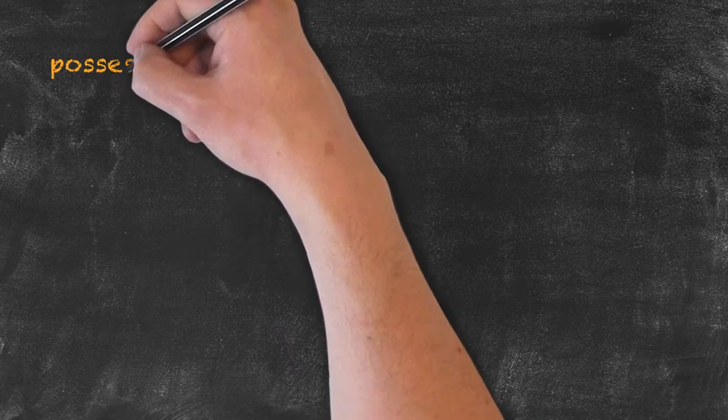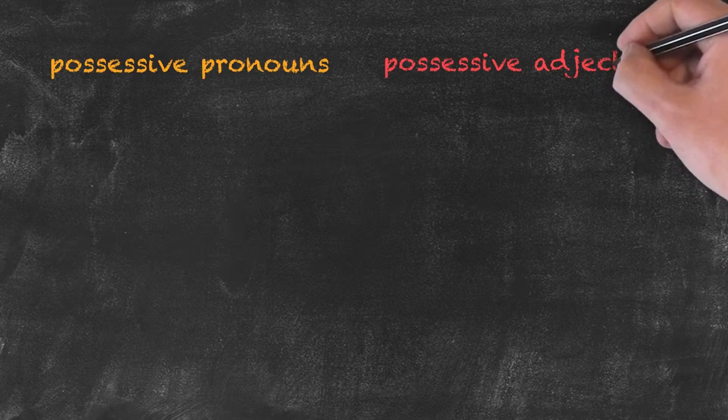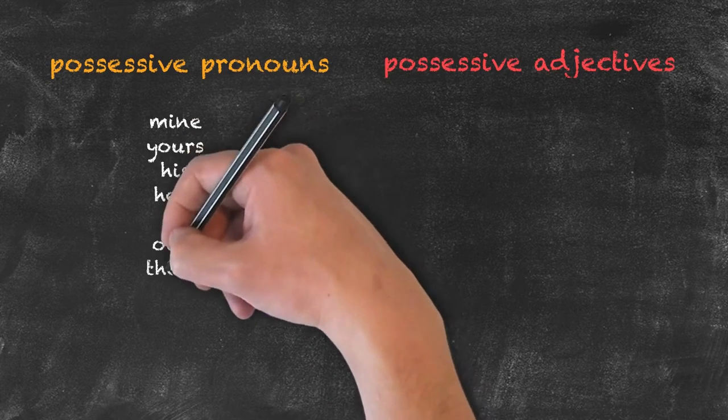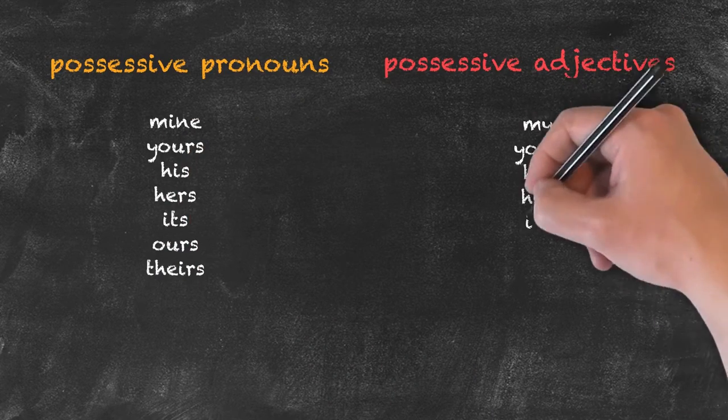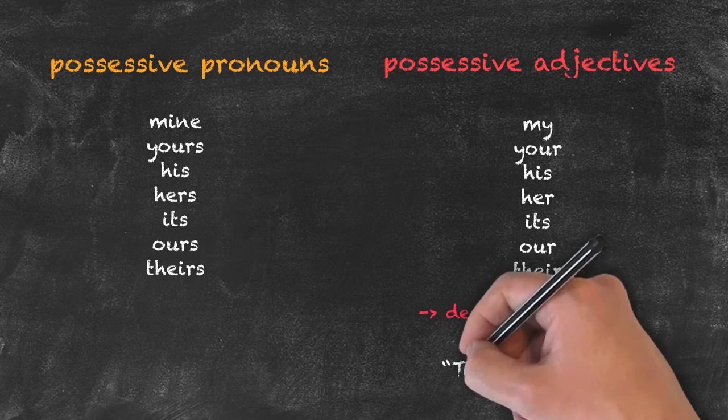Now let's take a look at the possessive pronouns, but we'll do so by looking at also the possessive adjectives. Now let's compare our possessive pronouns to our possessive adjectives. We can easily identify which is which by keeping in mind what our adjectives do. Our adjectives describe our nouns. Therefore, our possessive adjectives are describing the noun and followed by a noun.